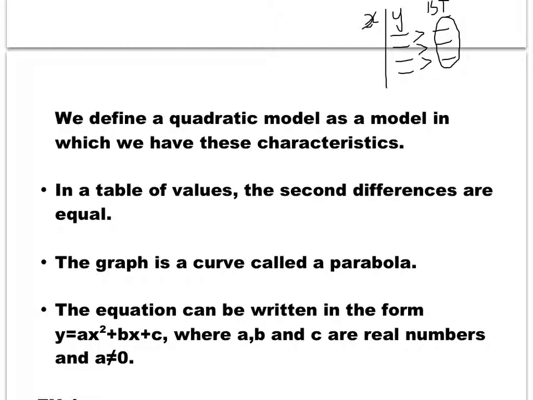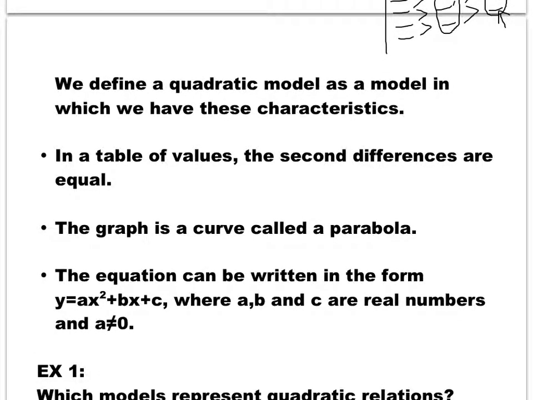If you find the second differences, meaning the differences between these two first differences, you get what we call the second differences. In a quadratic relationship, the second differences are all the same. They are equal. The second characteristic of a quadratic relation is that the graph is a curve, which we call a parabola. Meaning, if I plot the graph of a quadratic relation, I will get something like this one or something like this, which is obviously not a line, so it's not a linear relationship.